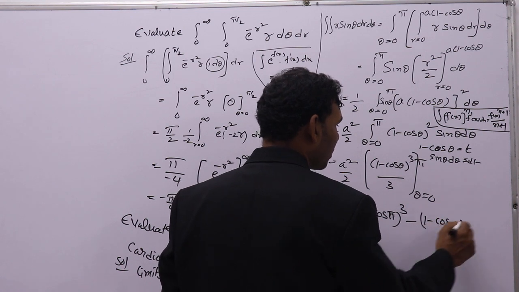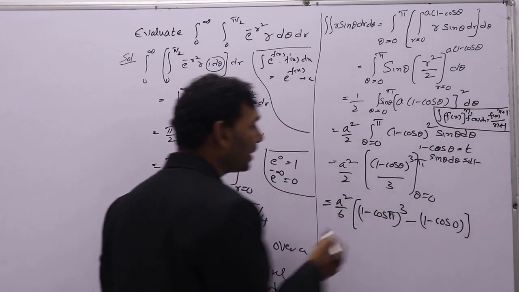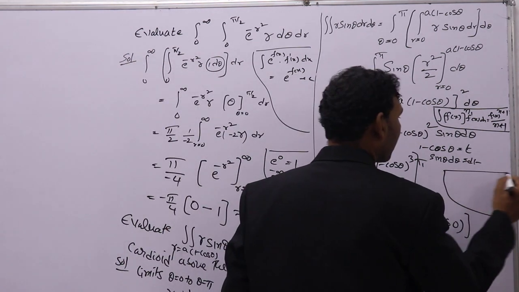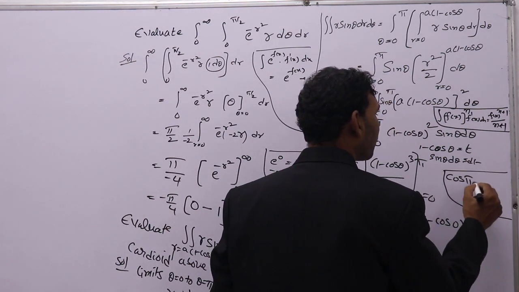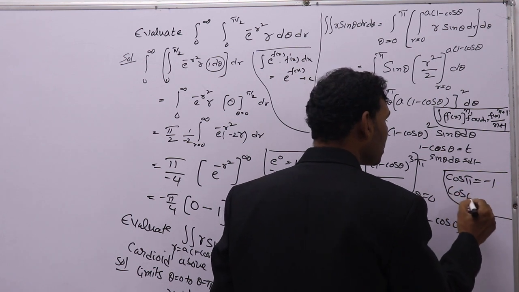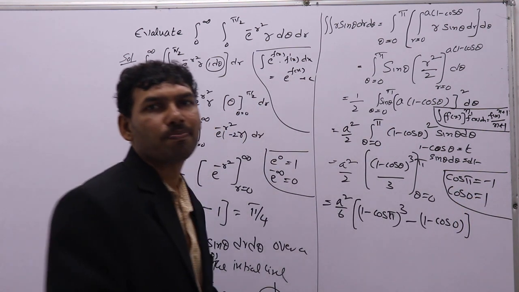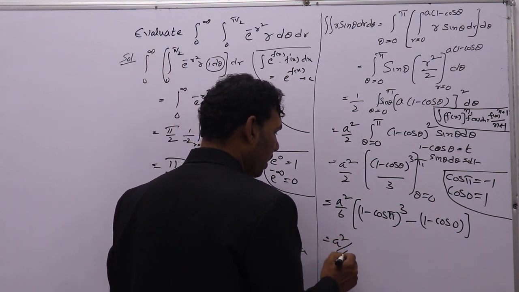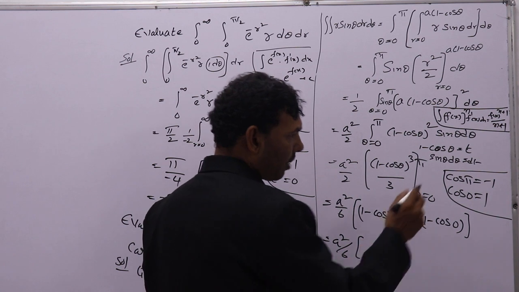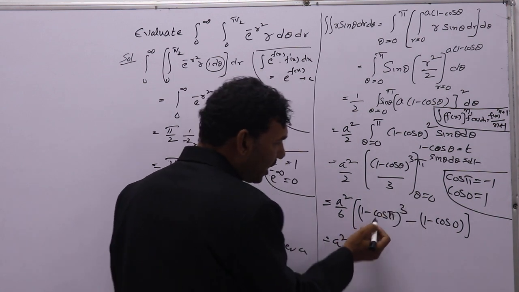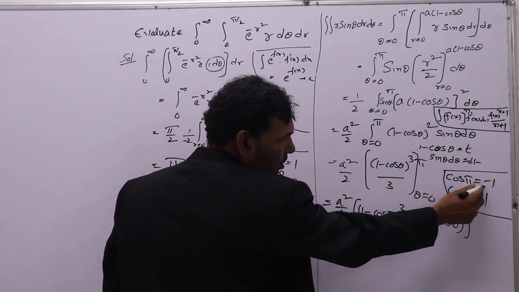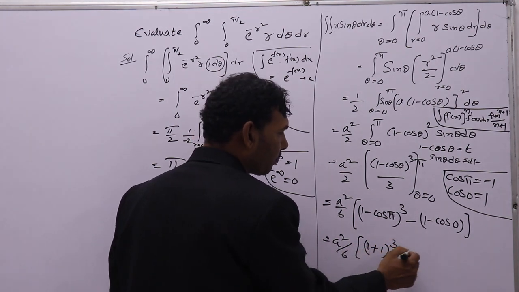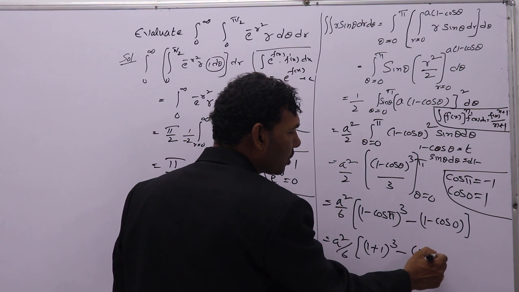If you write in the place of theta 0. Now you all know that cos pi is minus 1, cos 0 is 1. What happens? A square by 6. If you substitute those values, what happens? 1 minus, cos pi is minus 1, plus 1 whole cube, minus 1 minus cos 0, which is 1.